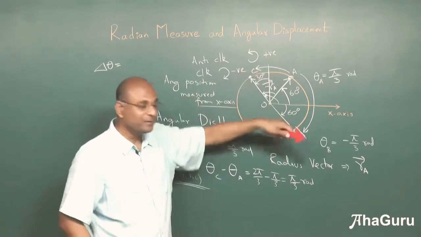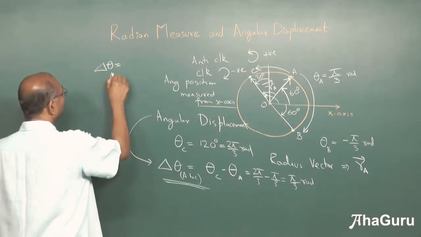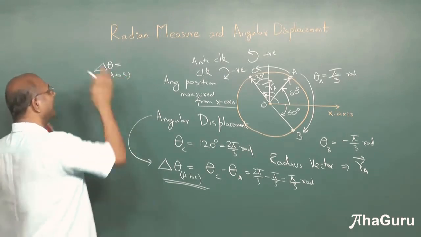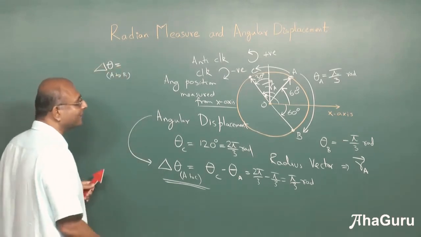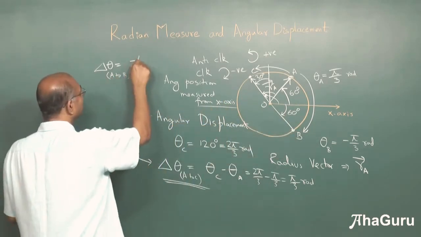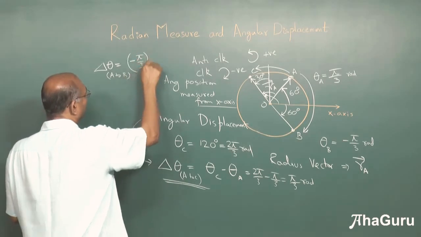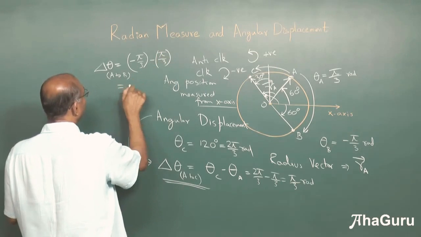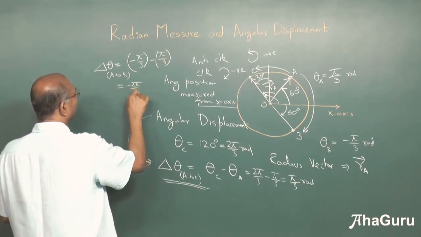If I go from A to B, what is delta theta? This is A to B. I won't keep writing this next time. So we will say A to B and then we'll just write delta theta. How much is that? Final position, how much is that? Minus pi by 3, minus initial position of plus pi by 3. So delta theta is minus 2 pi by 3 radians.